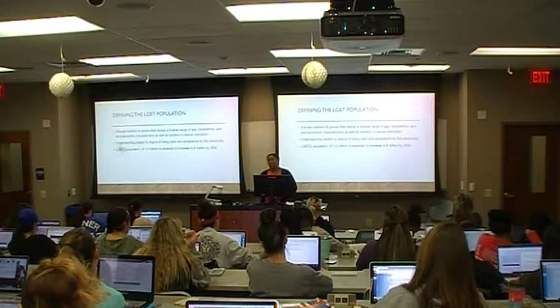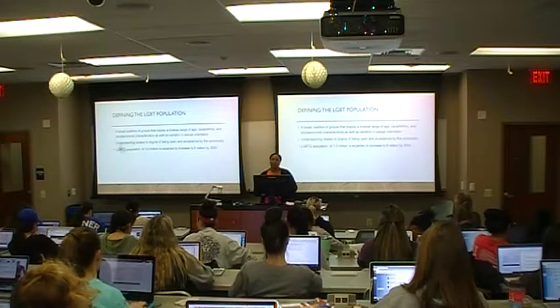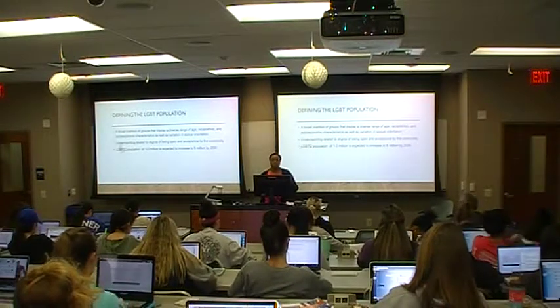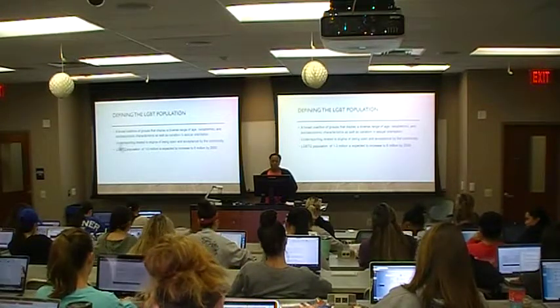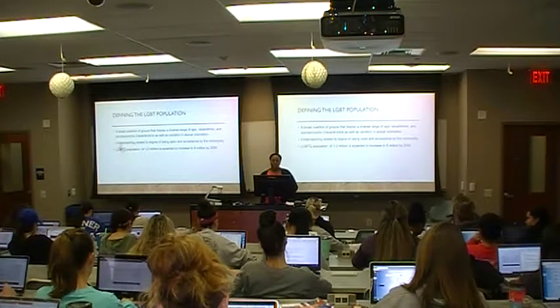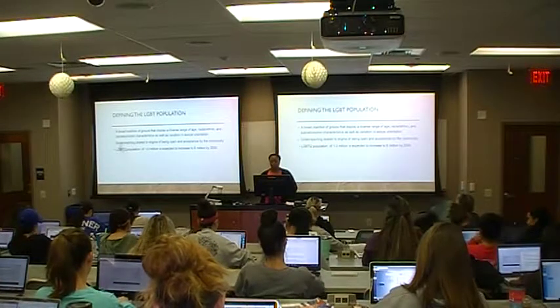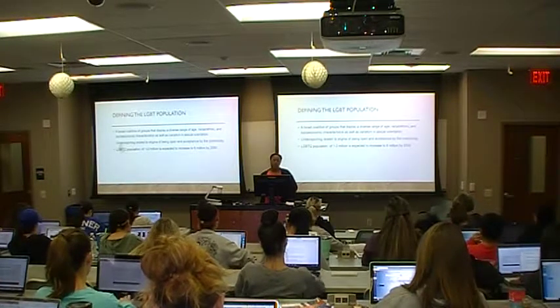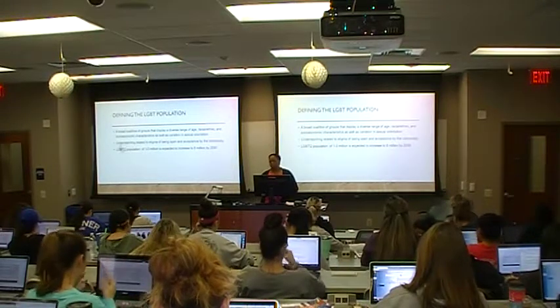Defining the LGBTQ population is hard because a lot of it is underreported and understated, because people are scared to make themselves known. There's a high stigma against this community. The population accounts for 1.3 million, but that number is actually higher because of the underreporting. By 2030, it's expected that there will be 6 million people who are part of the LGBTQ population.